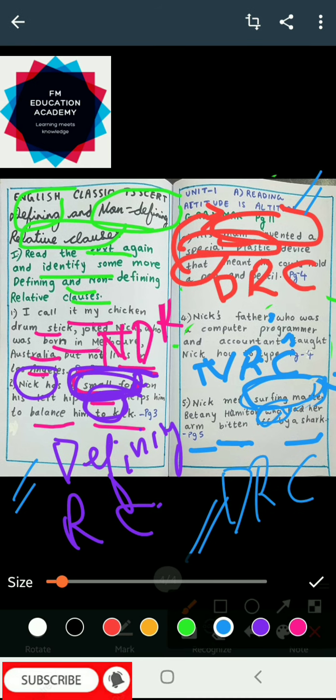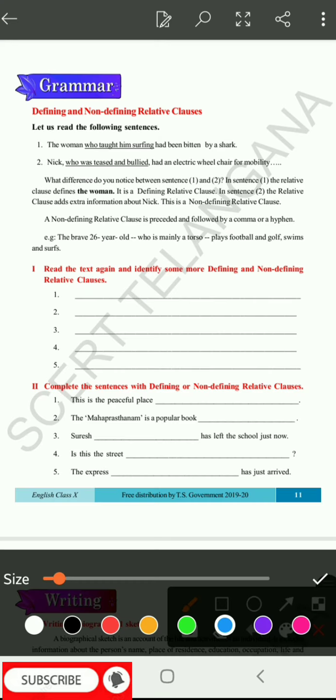Now let us see the second part of your exercise on relative clauses. We can see here: complete the sentences with defining or non-defining relative clauses. So this is fill in the blanks. That is, either we should make it suitable such that it is a defining relative clause, or we should make it suitable such that it is a non-defining relative clause.